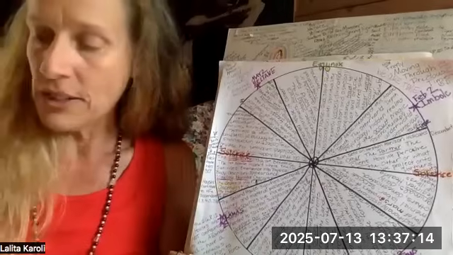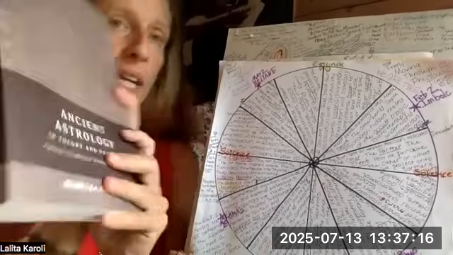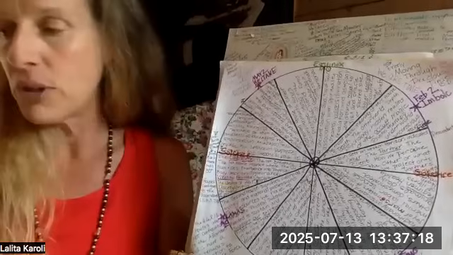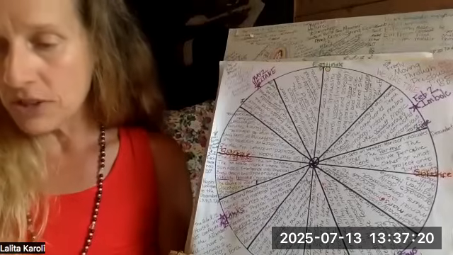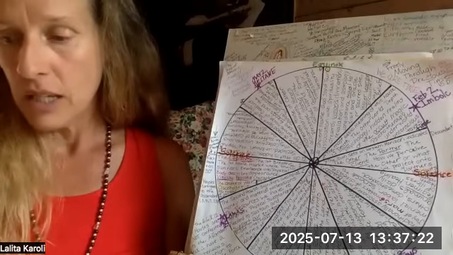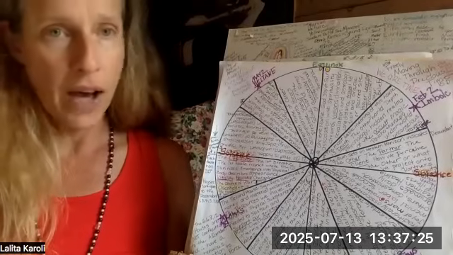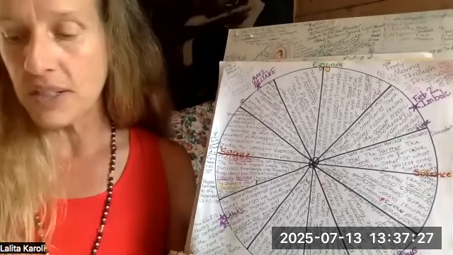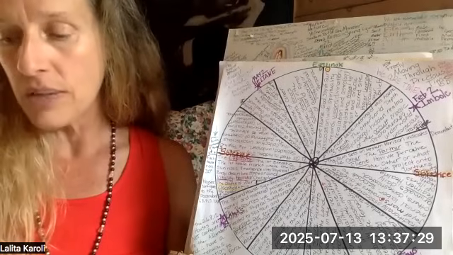Now, what I'd like to do just very quickly so people can know how to use this book is I'm going to open to page 800 in chapter 75 about the 12th house. And I'm just going to read to you from page 800.